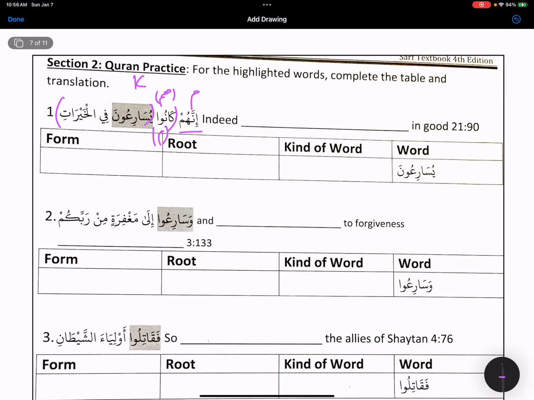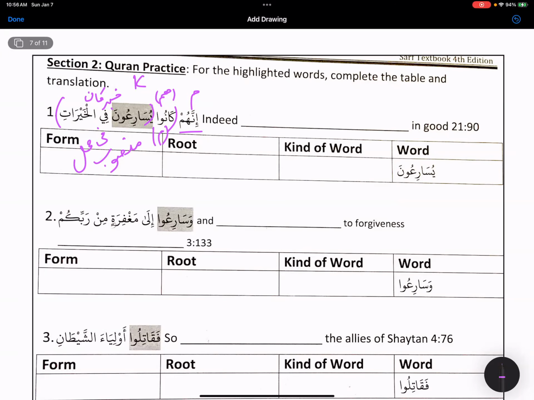This is khabar kana, right? And khabar kana is supposed to be nasab. In mahalli nasab, mansoob. Yeah, fi mahalli nasab. Very good, right? And now we can further break it down.